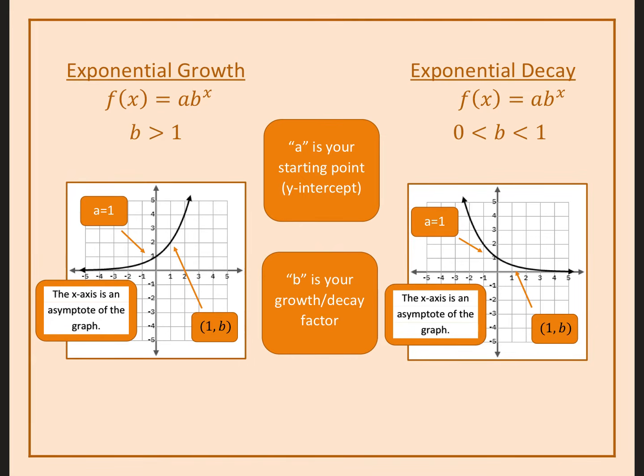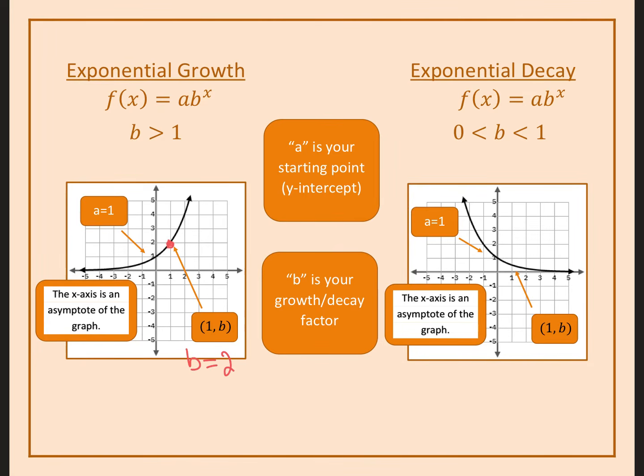So let's look at this graph, okay? Our a is equal to 1, and that's our starting value. Our starting point is also our y-intercept. And our b is our growth or decay factor. Now, if a is equal to 1, then you can find your b value by looking at the point 1, comma b. In this case, my b value is going to be 2.